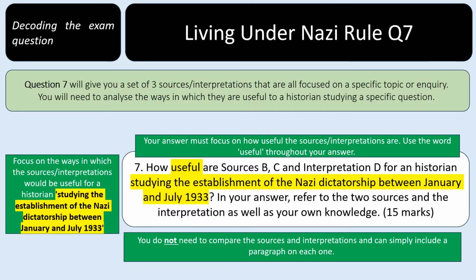So the first thing to really emphasise here in decoding the question is that the question is asking you about how useful the sources and interpretations are. So you need to be able to think about what a historian could learn about the establishment of the Nazi dictatorship between January and July 1933 by studying these sources and interpretations. So the first thing you really need to consider is what is the inquiry, if you like, that the historian is looking into, and then make sure you are explaining how the sources or indeed the interpretation can help answer that inquiry. In this case, studying the establishment of the Nazi dictatorship between January and July 1933.